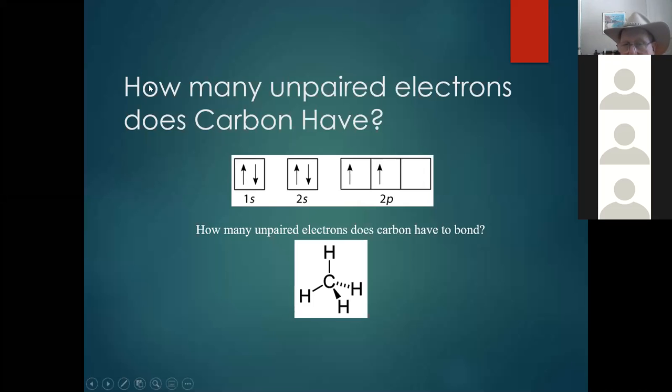I have methane here. Methane has carbon. How many things are bonded to the carbon? 4. But quantum mechanics says it can only have two. So something has to be wrong.